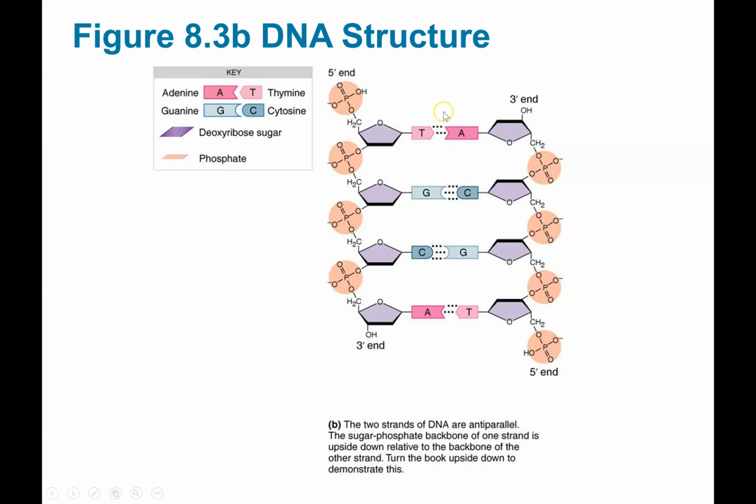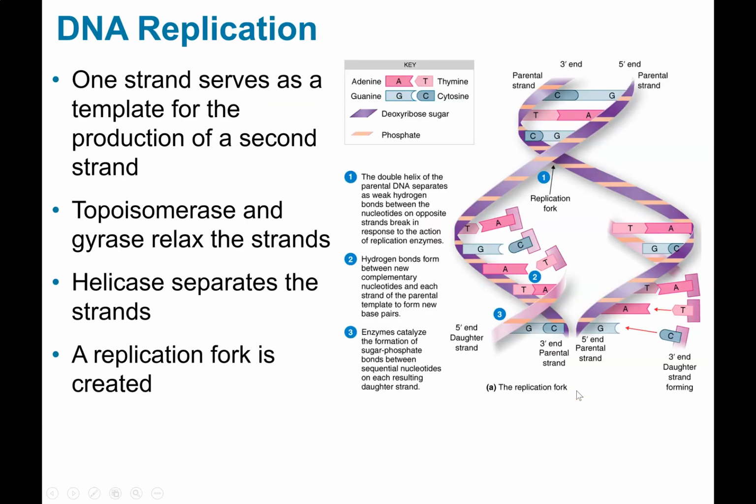But look in the middle now, here's your nitrogenous bases, your nucleotides. A's are paired with T's with 2 hydrogen bonds holding them together. C's are paired with G's with 3 hydrogen bonds holding them together. So here's another view of a DNA molecule, more showing you a little bit of that helical nature to it, like a spiral staircase.